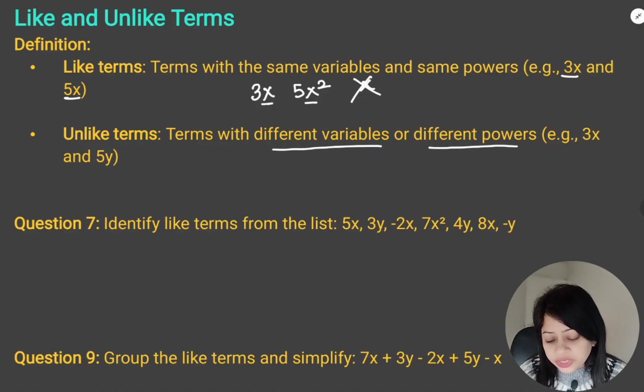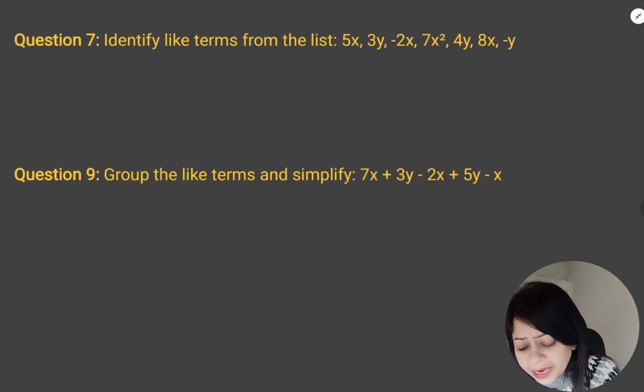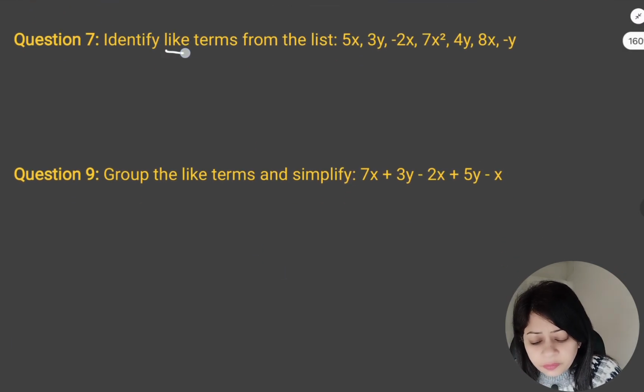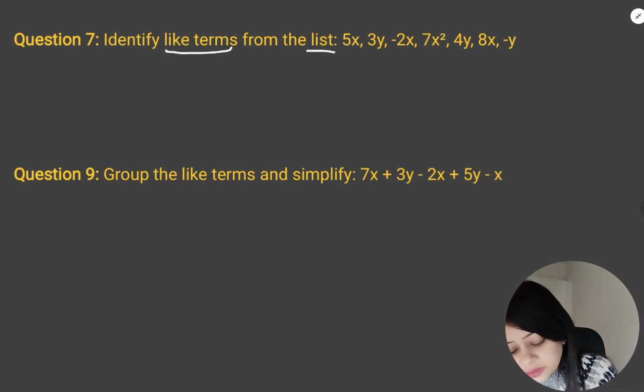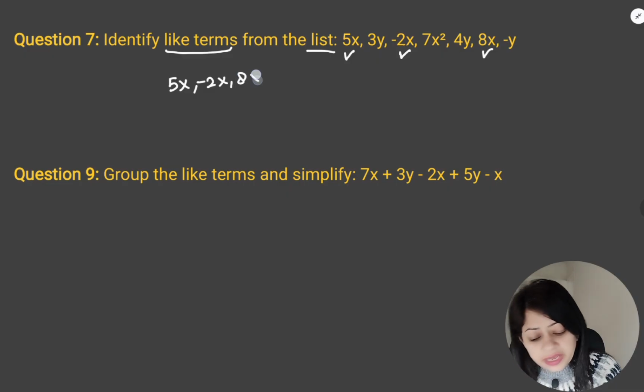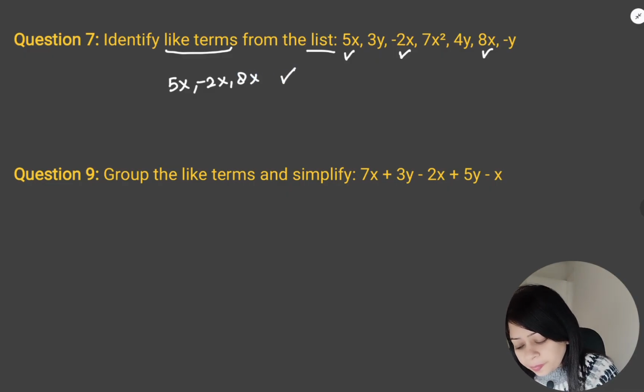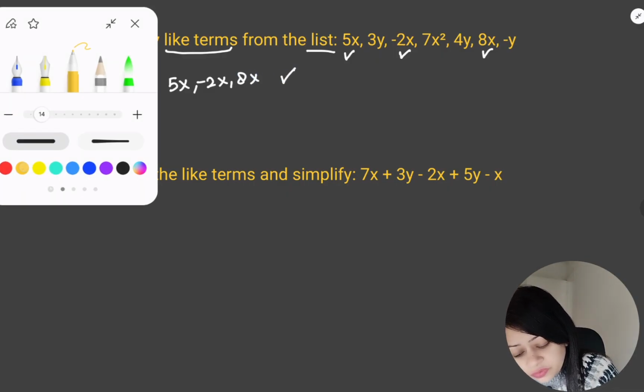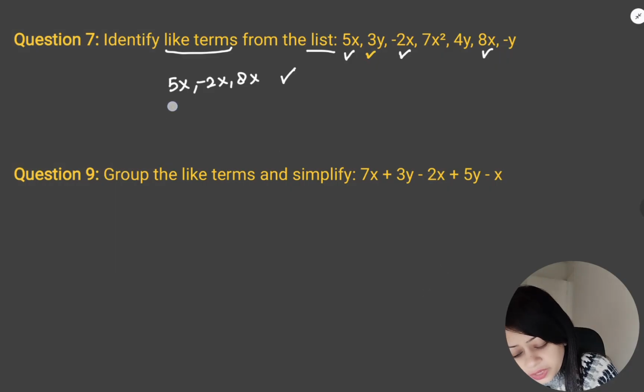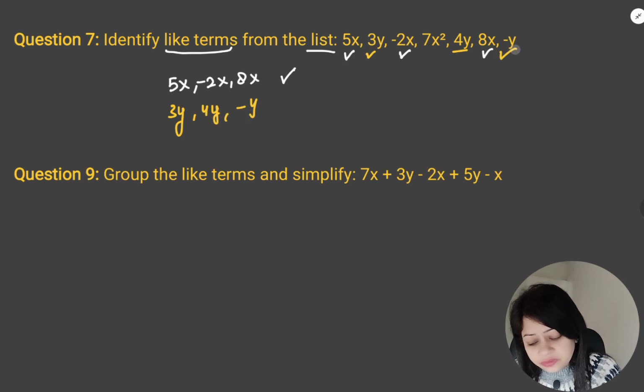Okay. So we do question number 7 now. Identify like terms from the list. First, 5x. Do we have any other x? This 2x, 8x. So I will write 5x, minus 2x and 8x. These three are like, right? Now we have 3y, and then 4y, and then minus y. These are like terms, right?